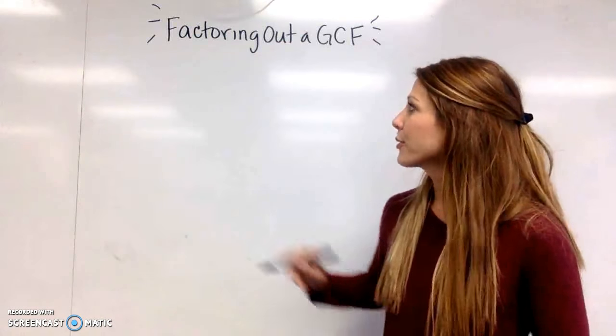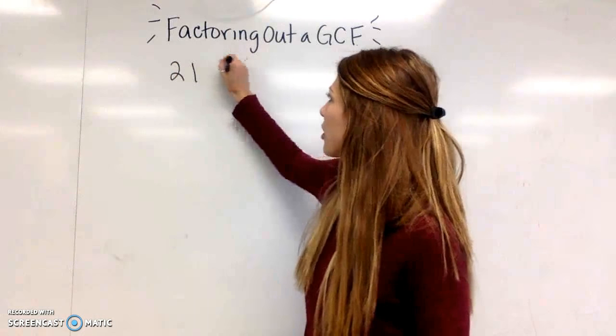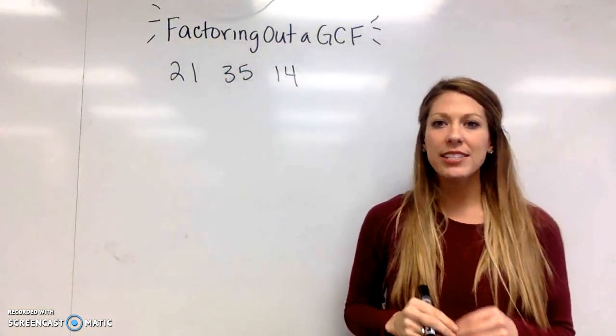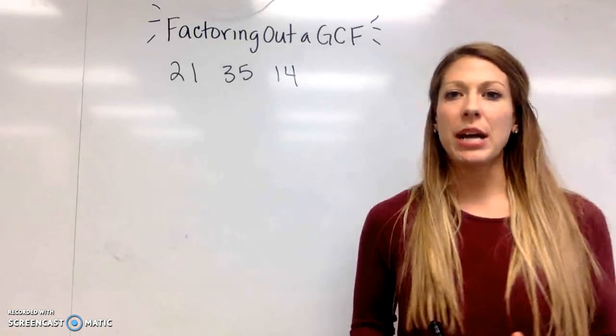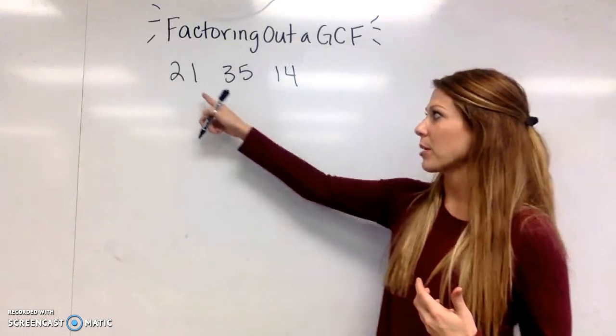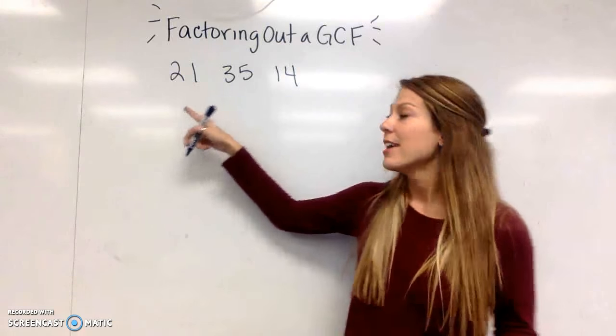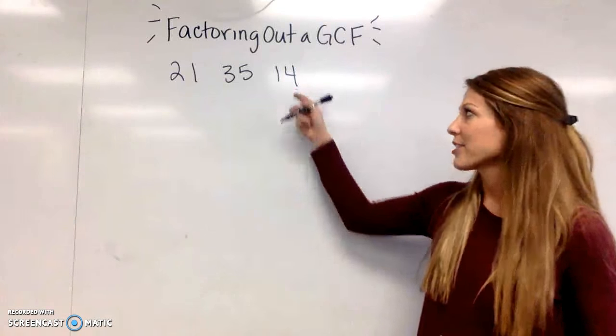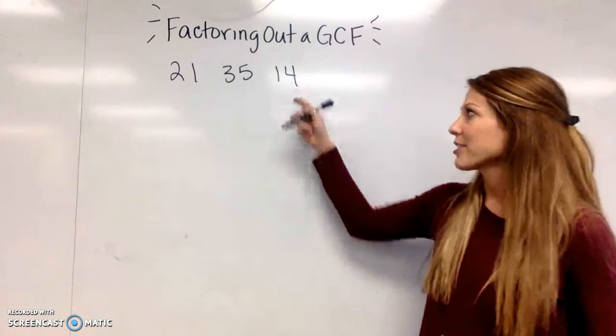And so if I gave you three numbers like 21, 35, and 14, and I asked you to find the greatest common factor between those three numbers, you would think about all the factors of 21, which are 3 and 7, the factors of 35, which are 7 and 5, and the factors of 14, which are 2 and 7, and you would notice that all of them have a common factor of 7. So you would say that the greatest common factor between 21, 35, and 14 was 7.